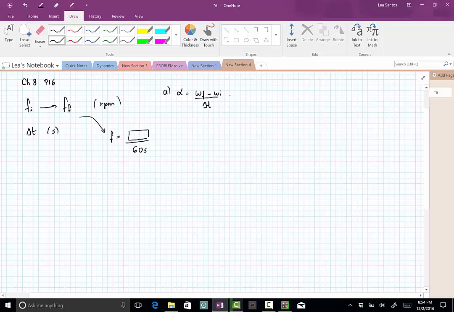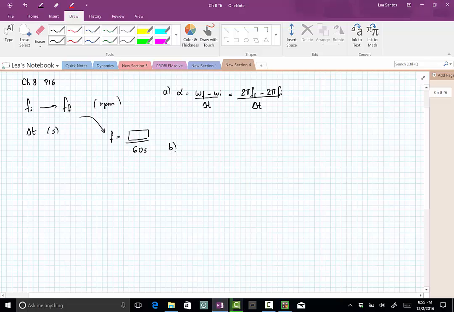Okay? So once I did this transformation of units, I write here 2 pi of the final frequency minus 2 pi of the initial frequency. These are the values of the two angular velocities, divided by time. So this is an easy problem. Let's see the next question.